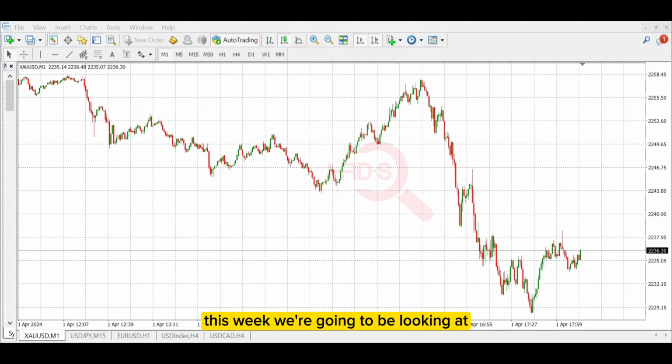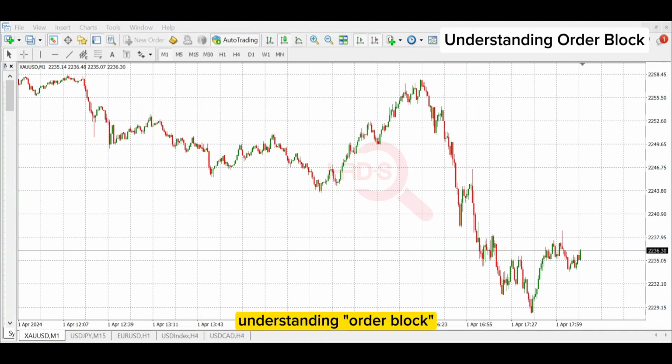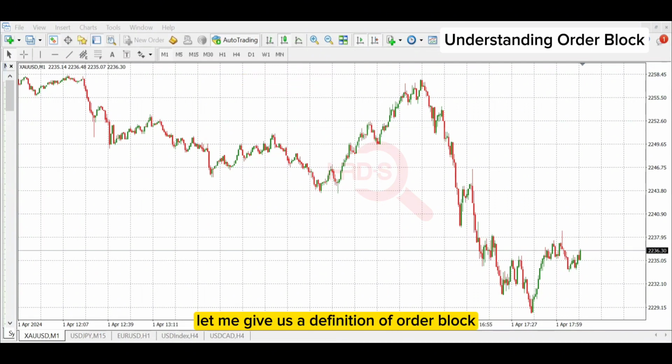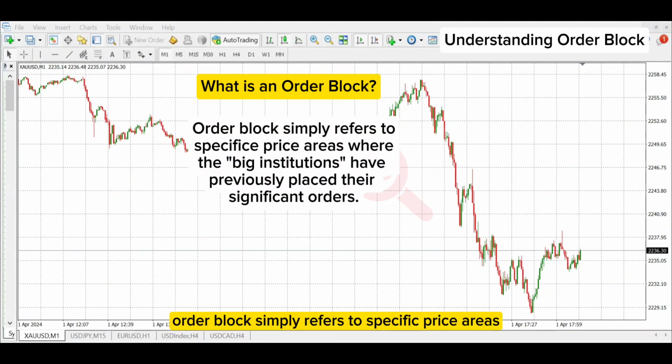This week, we're going to be looking at understanding order block. What is an order block? Before we can properly understand the concept of order block, we need to understand the concept of block trade. But first and foremost, let me give us a definition of order block. Order block simply refers to specific price areas where the big institutions have previously placed their significant orders. Big institutions. This is the key word here.